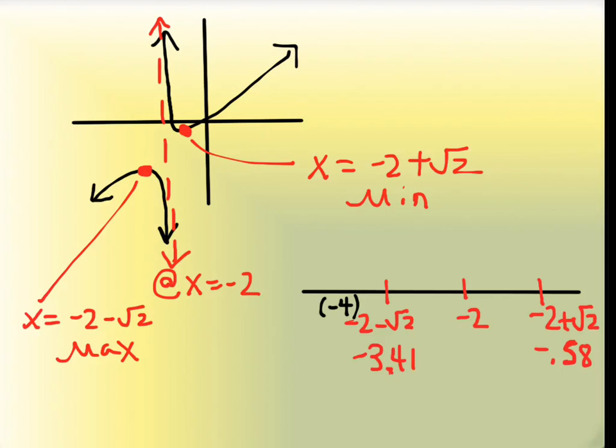How about a value between -3.41 and -2? -3 would work. How about a value between -2 and -0.58? -1. And then a value bigger than -0.58. 0 is my favorite. If I can use it ever, I will use it. And we test these points into which function, the original or the derivative?